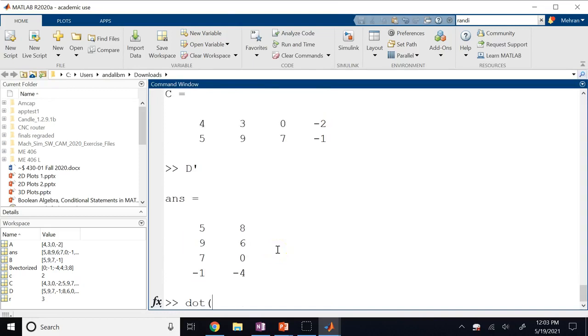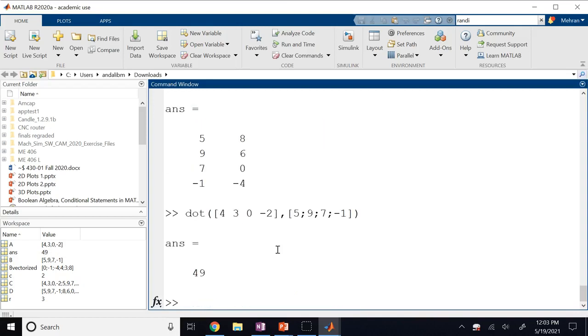You can simply check it with the command dot. If you say what is dot between 4, 3, 0, and -2, and 5, 9, 7, and -1, correct? The number is what? 49. By the way, there is a command dot in Matlab for doing dot product, and there is a command called cross. If you want to do cross product, you can also do that, okay? So you can say cross.